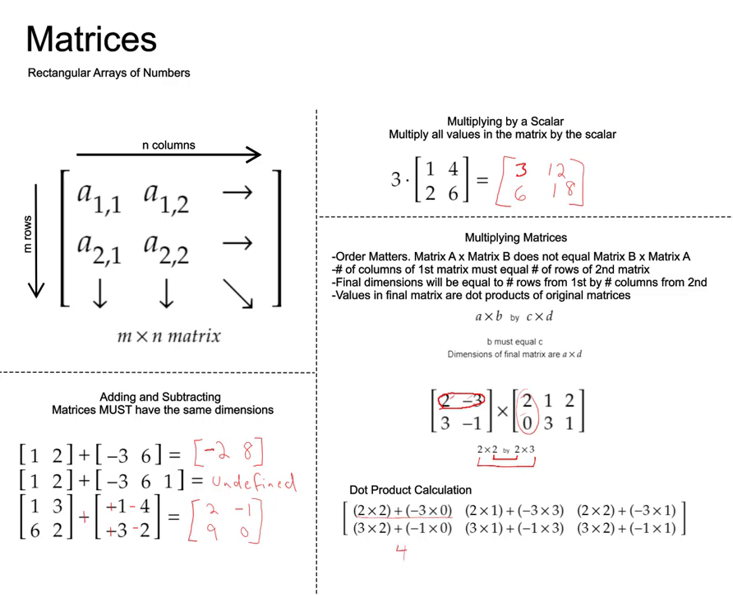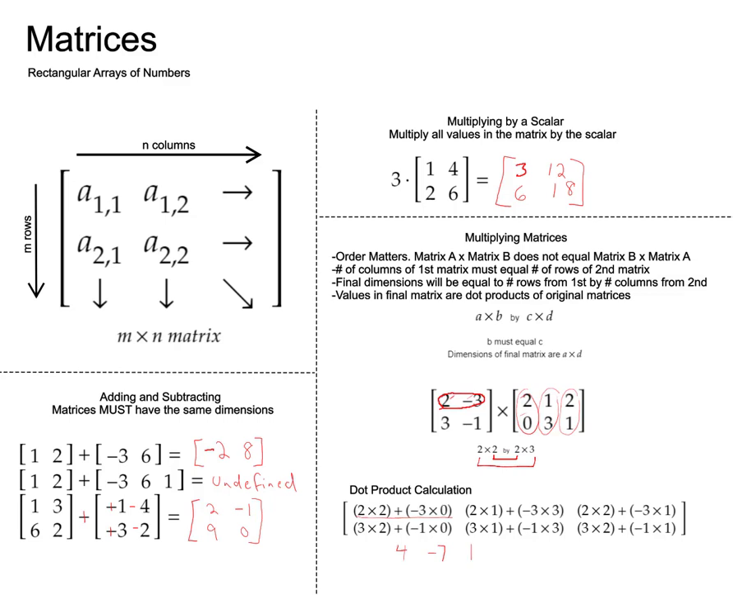Now we're going to move along to this second column. So we're going to do 2 times 1 plus -3 times 3. That's going to give us a value of -7. And then finally, we're going to look at this third column. So we're going to take 2 times 2 plus -3 times 1. And that's going to give us 1.